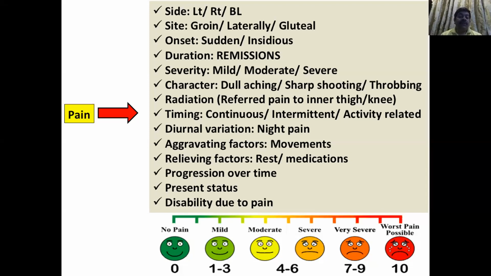Is the pain progressive over time? What is the present status of the pain and what disability is it causing? The severity, progression, present status, and disability can objectively be shared by the patient through the visual analog score, asking him to score it from 0 to 10, which will give you some objective idea. It might not be easy for many patients to come out with it, but if you try it, it gives the clinician a very objective way of understanding where he's moving.